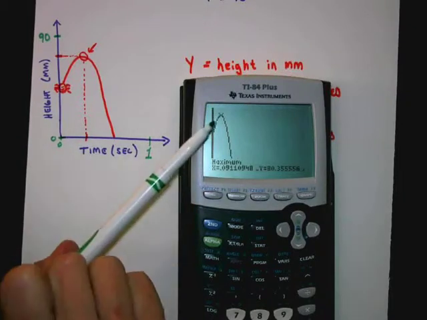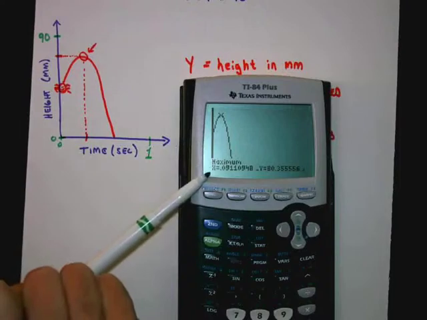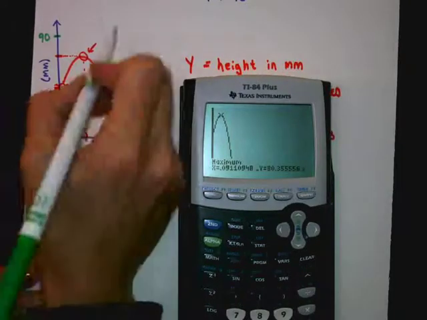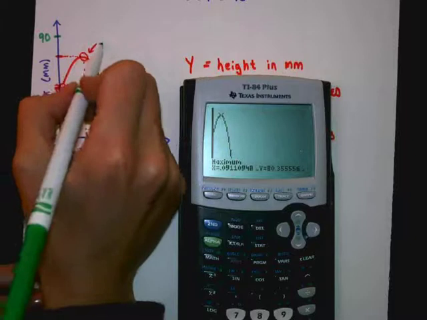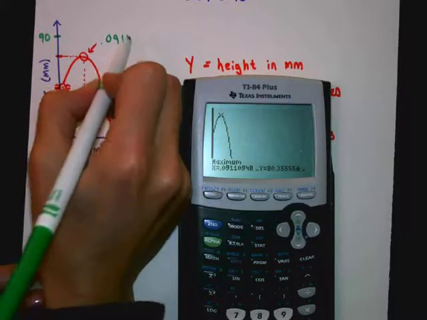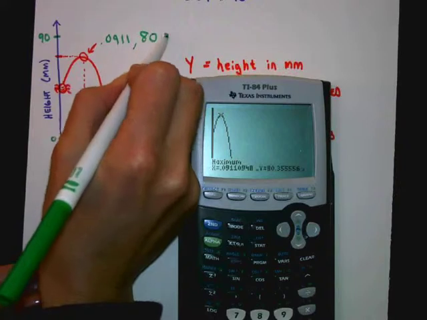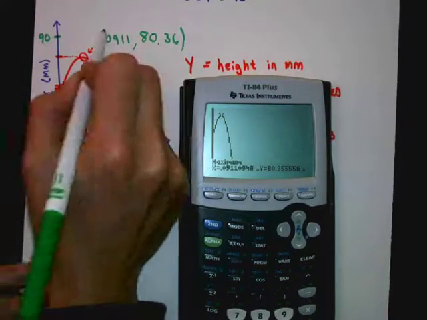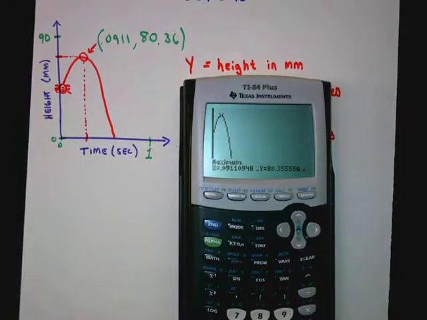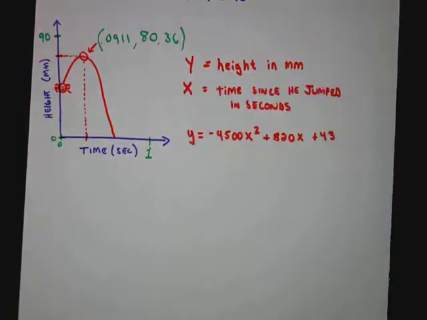And it finds that point and it labels this as a maximum with an x value of 0.0911. And it tells us it has a y value of 80.356. So it's given us the coordinates of the vertex of our parabola. So our calculator helped us find the coordinates of this point. Now we need to make sense of them though.